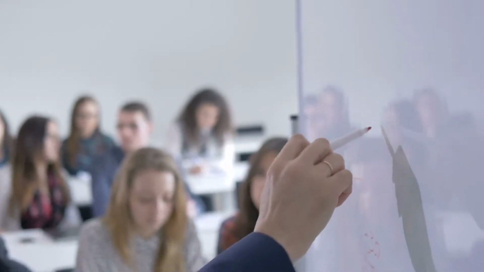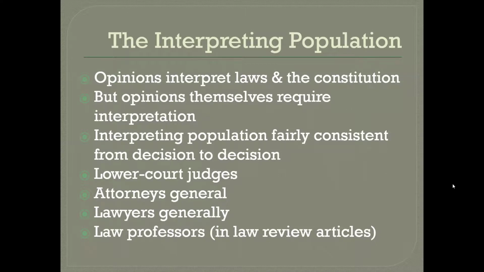They write lots of law review articles that try to explain the implications of court decisions. And in fact, we could probably include journalists as well. There are journalists who are not law professors, but they write in popular journals, newspapers, and magazines, and they try to explain what the court has done. So all of these people are part of the interpreting population, and as you can see, it doesn't matter whether we're talking about search and seizure or affirmative action, you're going to have the same interpreting population across the board.